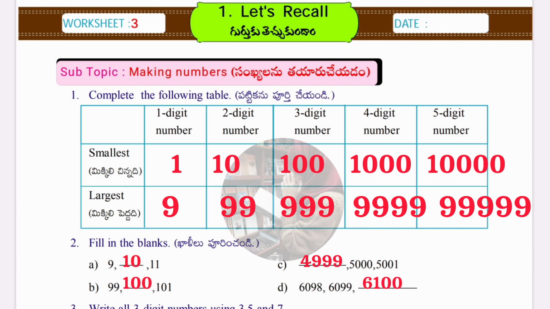Here we have to fill the blank with the correct number. Okay, 9 dash 11, so the middle number is 10. Likewise 99, 100, 101. Third one, dash, 5000, 5001 means 4999, then 5000, then 5001. Next, fourth one is 6098, next 6099, then 6100.